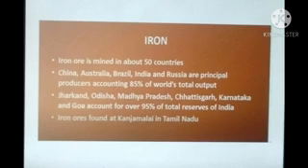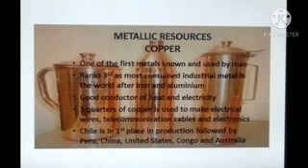Next metallic resource, copper. It is one of the first metals known and used by man. Copper ranks as the third most consumed industrial metal in the world after iron and aluminium. Copper is a good conductor of heat and electricity.